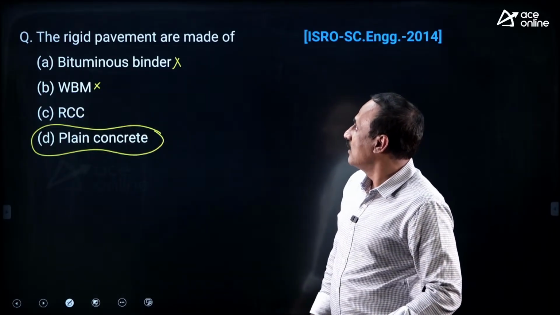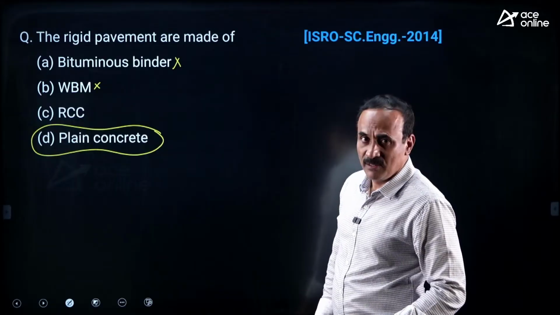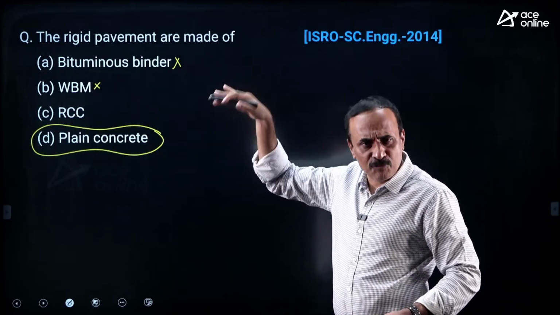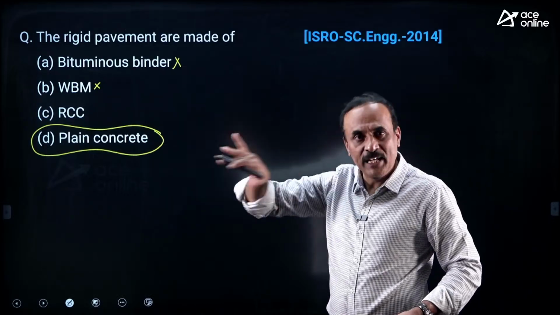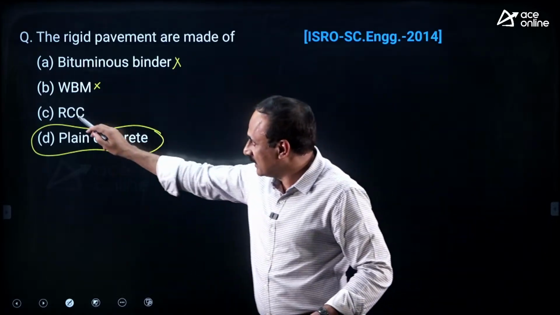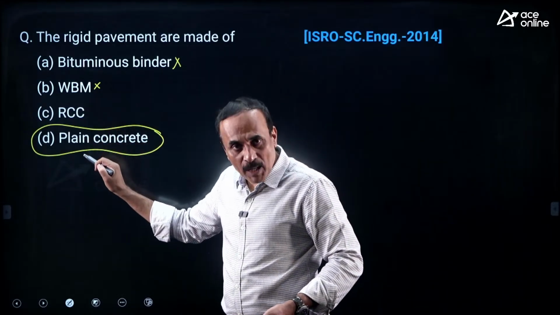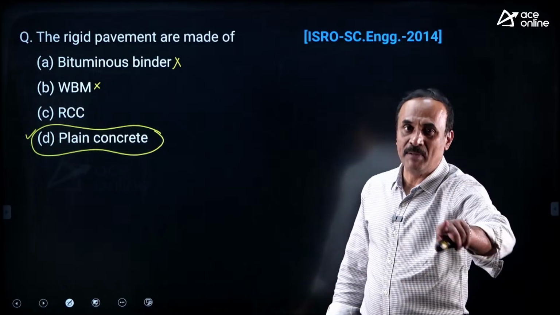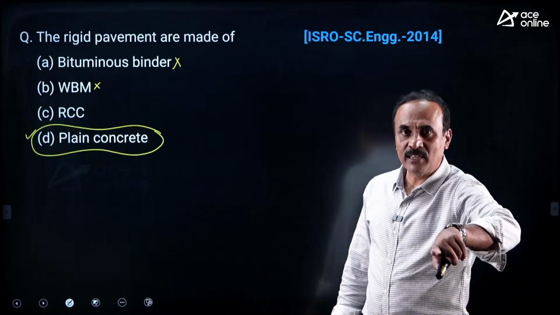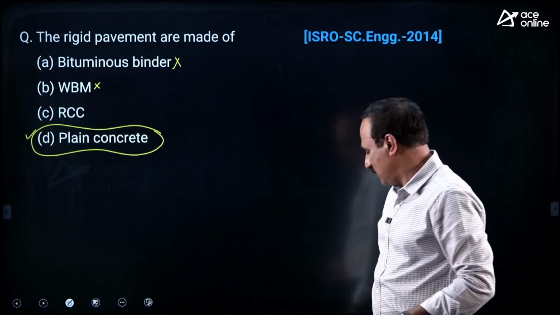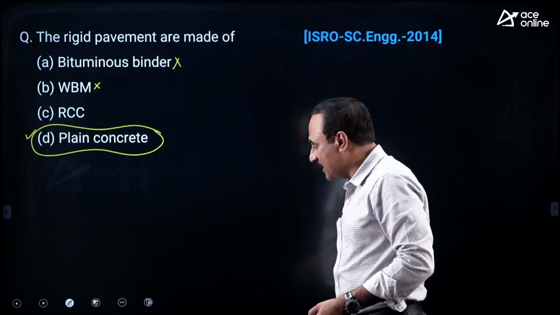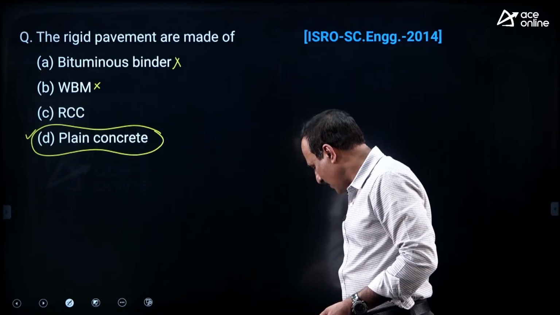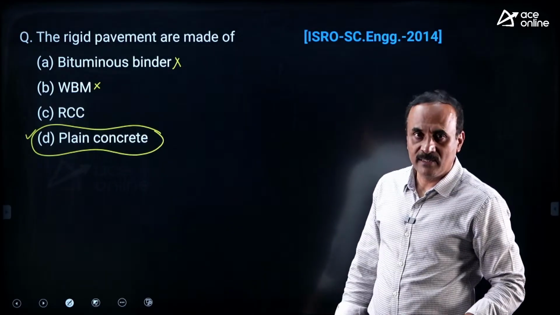Rigid pavement is made of concrete mainly. Steel may be there if it is a reinforced concrete, but we require cement concrete. This is also correct, but the more appropriate answer is plain concrete is the basic material, and if you want to strengthen further we use steel in RCC. Okay, it is a slightly confusing question. Arvind, perfect, right.